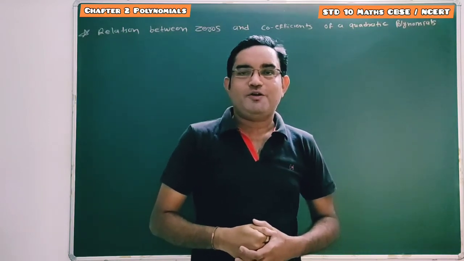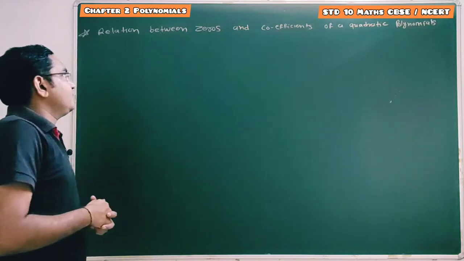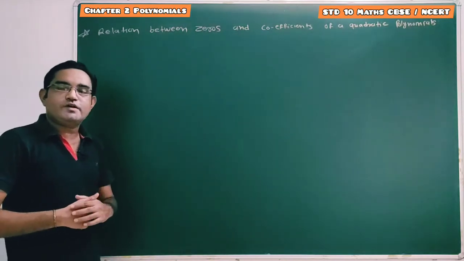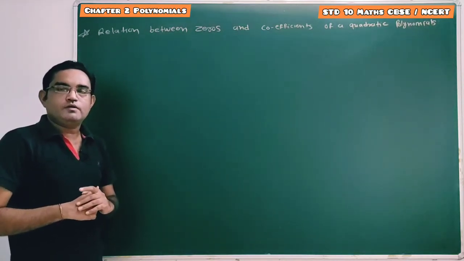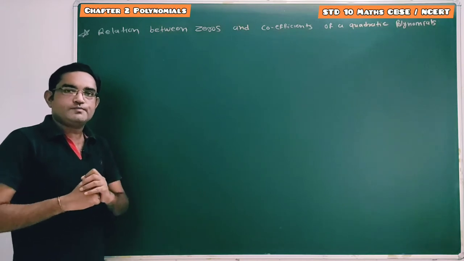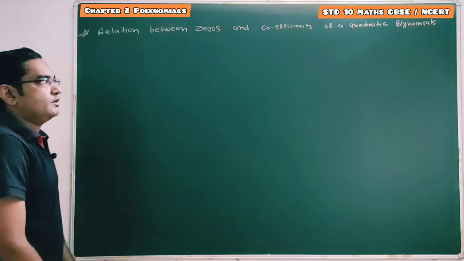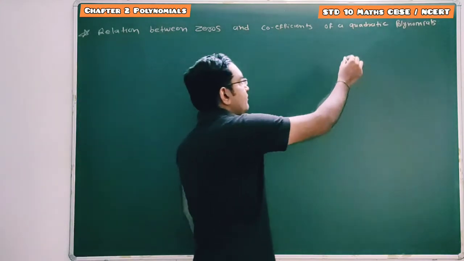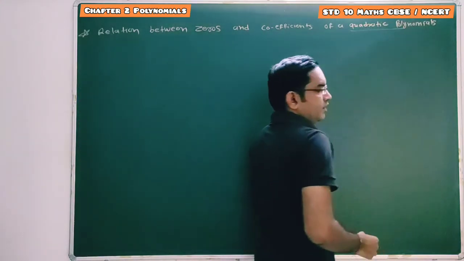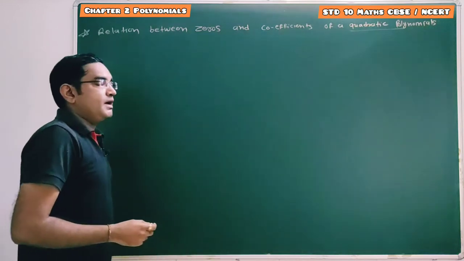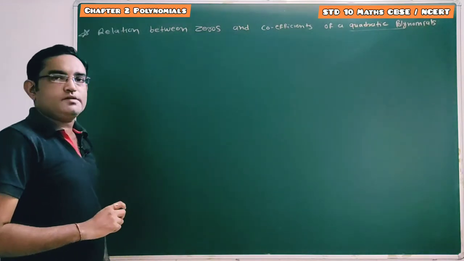In this video we are going to discuss the relationship between zeros and coefficients of a quadratic polynomial. We have to find the relationship between zeros and coefficients of a quadratic polynomial. So what is a quadratic polynomial? A polynomial in which the maximum power of variable x is 2.